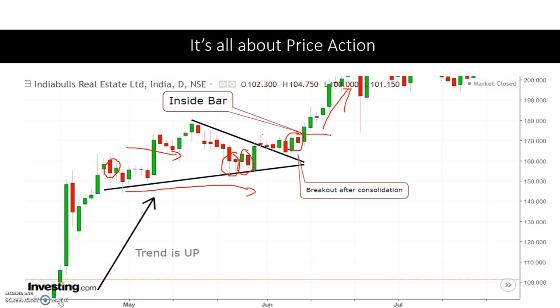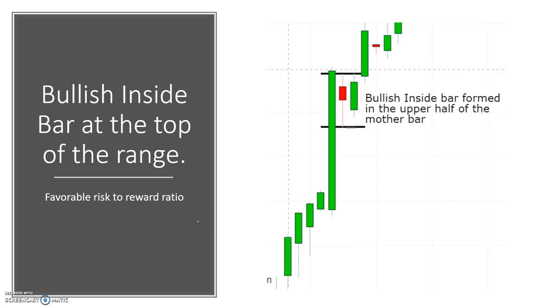Now, how to trade these inside bars and what are the favorable conditions where the inside bars can be traded. Moving on to the next point, bullish inside bar at the top of the range. This gives a favorable risk reward ratio. This is a daily chart of crude oil. We have one bullish candle followed by a higher high, followed by one more higher high, one more higher high, one more higher high, which is a big one, and there is a small consolidation.